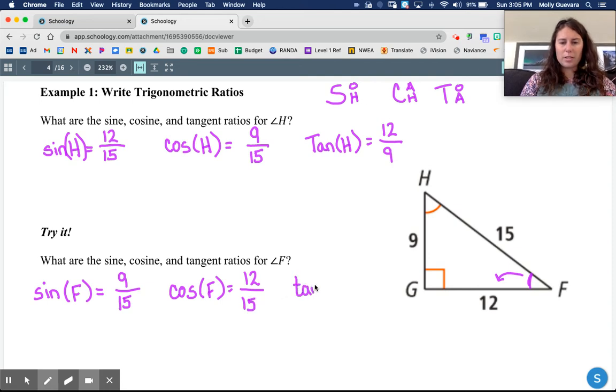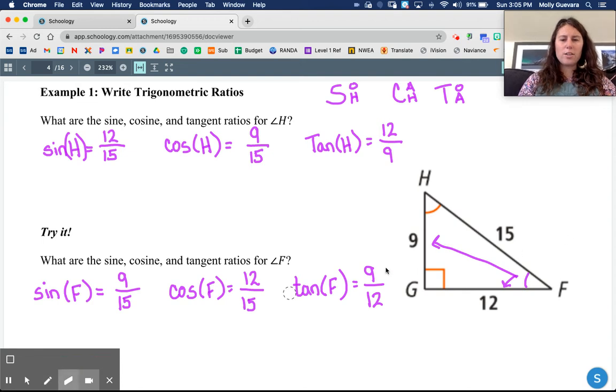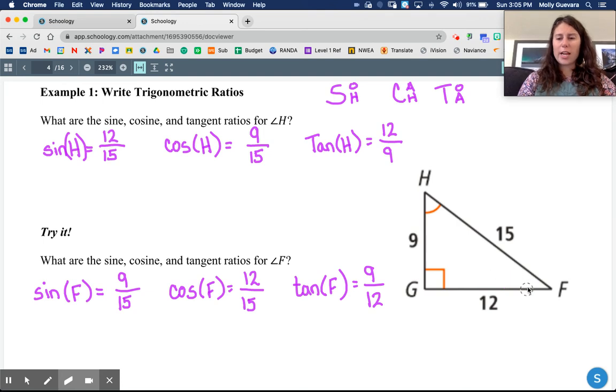And then the last one is tangent of F. And looking at SOHCAHTOA, tangent is opposite over adjacent. So my opposite side is 9, and my adjacent side is 12. So these ratios change, right? Because tangent of H was 12 over 9, but tangent of F is 9 over 12. So it changes depending on what angle you're looking at. So it just depends on that.